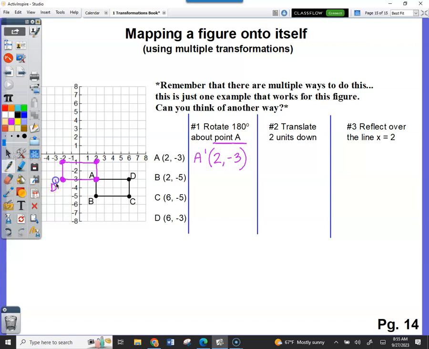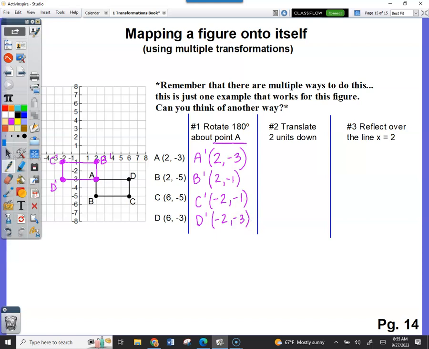This was D prime, this was C prime, and was it? No. Yeah, B prime. All right. B prime is 2, negative 1. C prime is negative 2, negative 1. D prime is negative 2, negative 3.